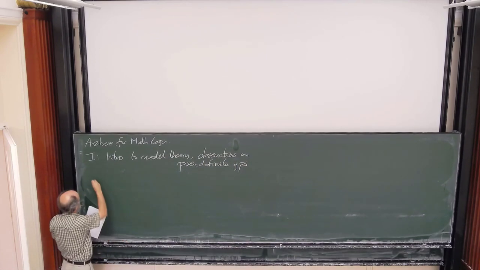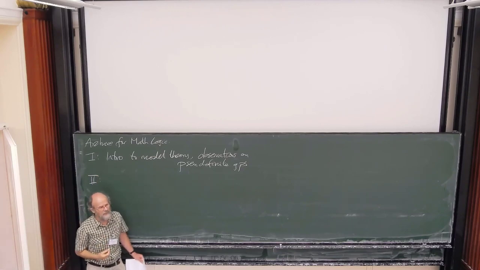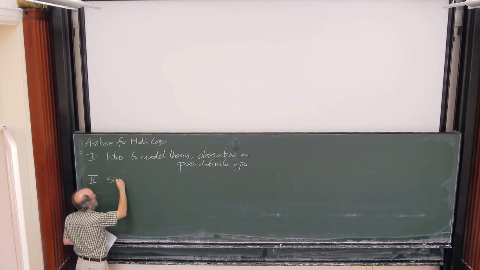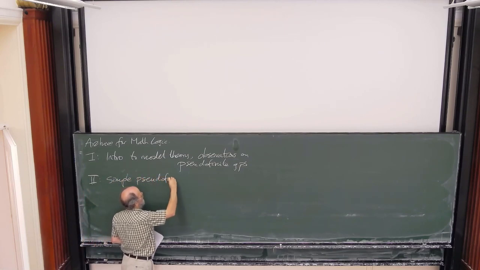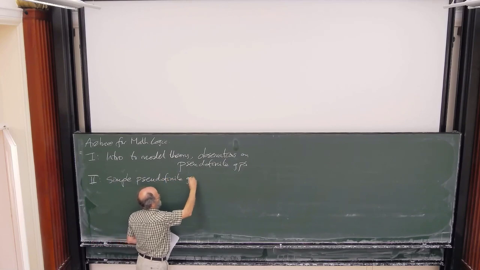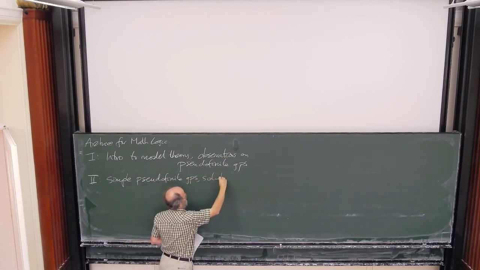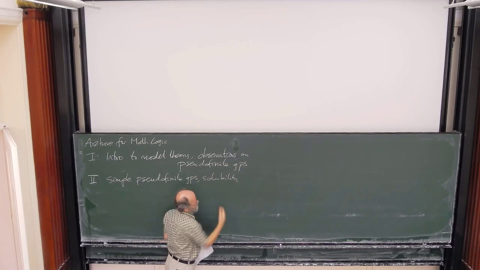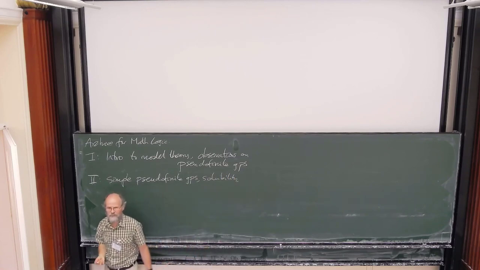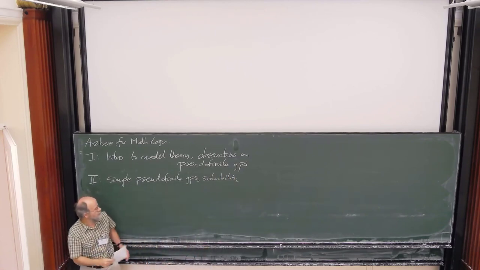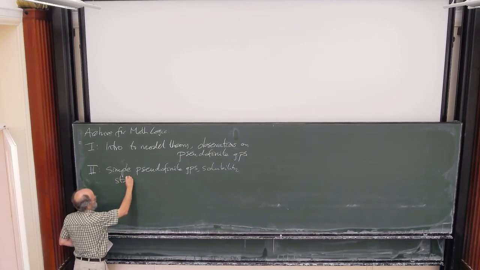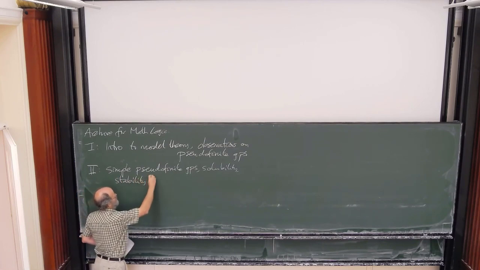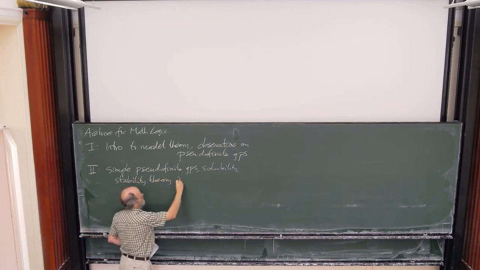But roughly speaking, in the second one, I'll talk about some theorems of John Wilson on simple pseudo-finite groups, and on solubility, so characterizing solubility in finite groups, definability of the soluble radical. And I'll say something about stability theory in the model theory sense, stability theory and generalizations.